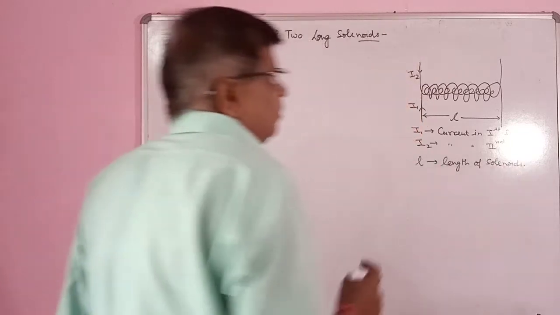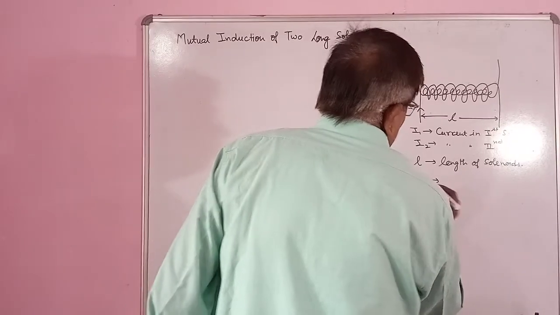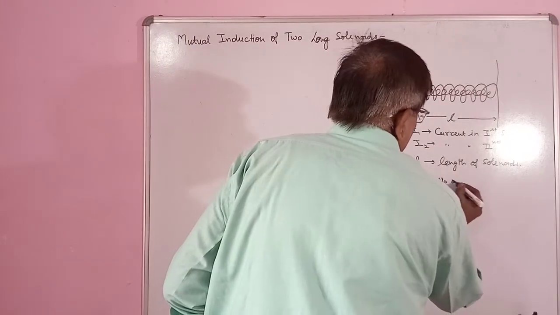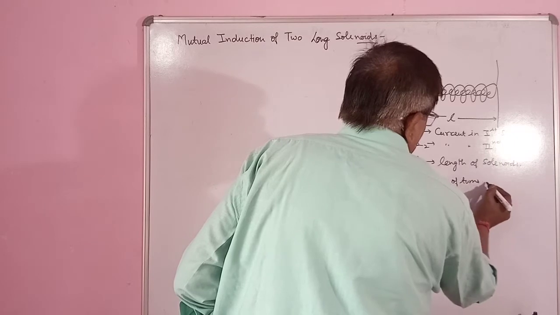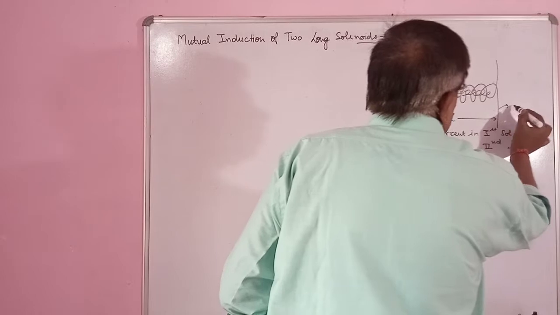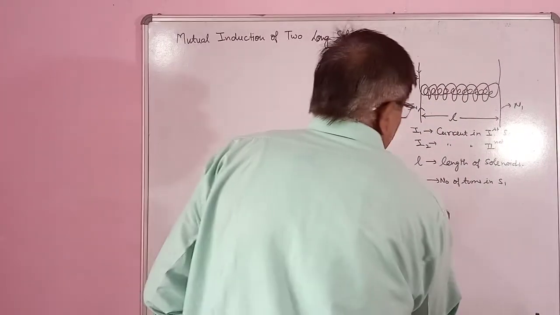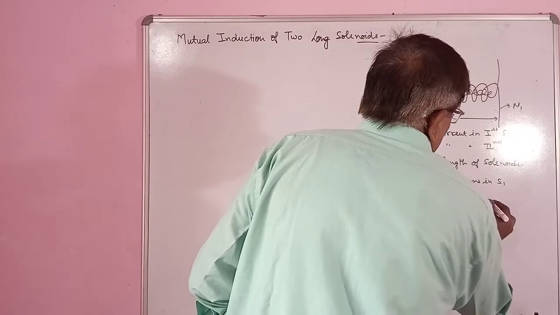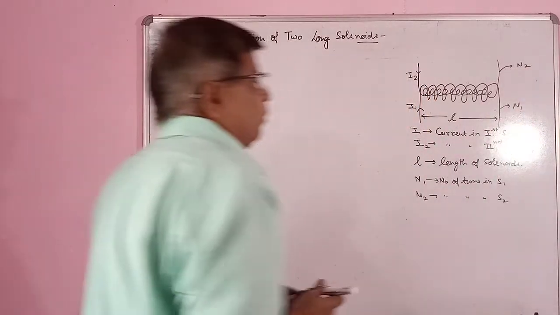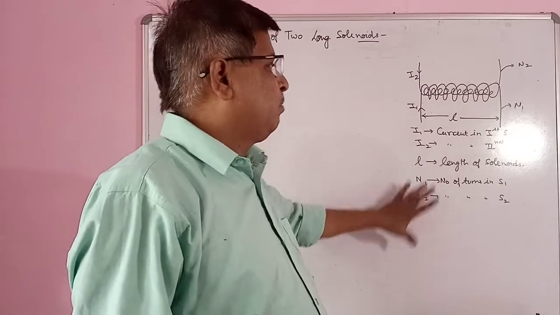जो solenoids हैं उनकी लेंथ कितनी है, L. Now N1, this is also very important. N1 is the number of turns in S1, means in this solenoid the total number of turns are N1, and N2 is the number of turns in S2. So these are the considerations.